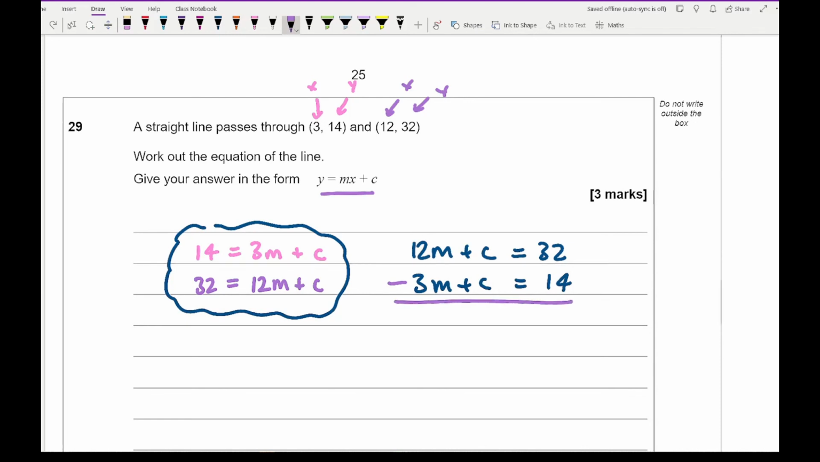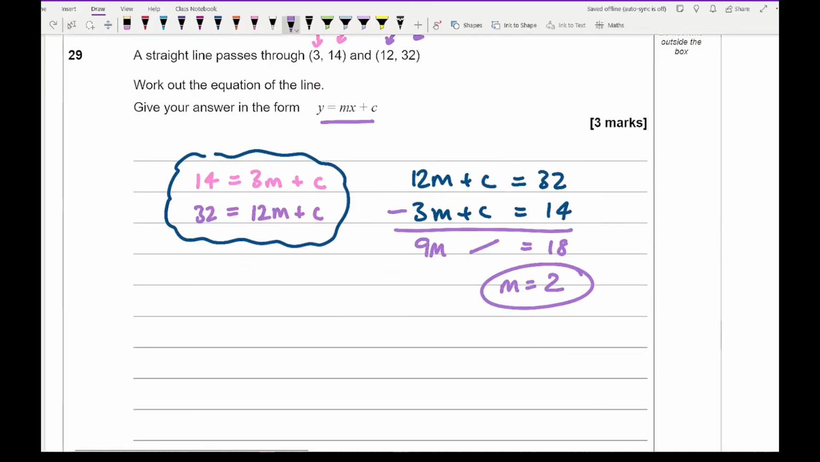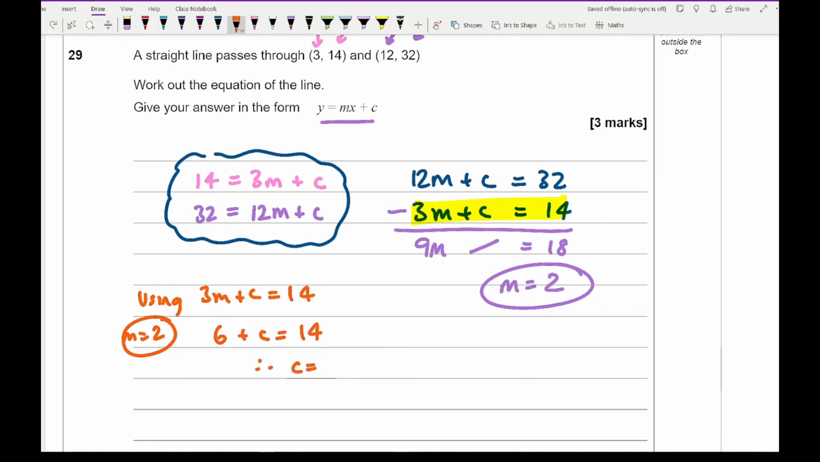So 12m take away 3m is going to give me 9m, the c's cancel out, and 32 take away 14 gives me an answer of 18. So that means that m is going to equal 2. So I've got my m value straight away. Now if I pick one of the equations, let's go for 3m plus c equals 14, as that's the smallest. Knowing that m equals 2, I get 6 plus c equals 14. So therefore c is going to equal 14 take away 6, which gives me an answer of 8.